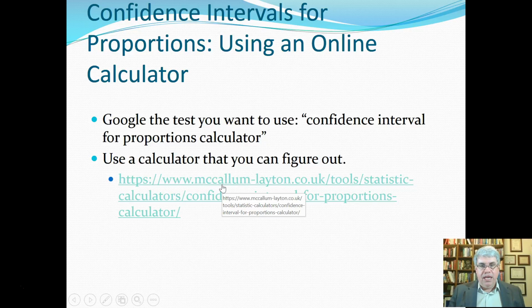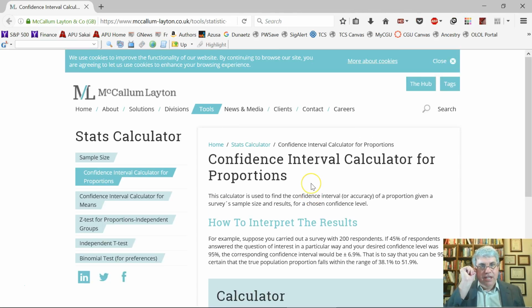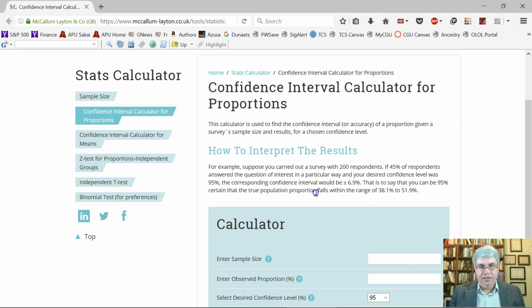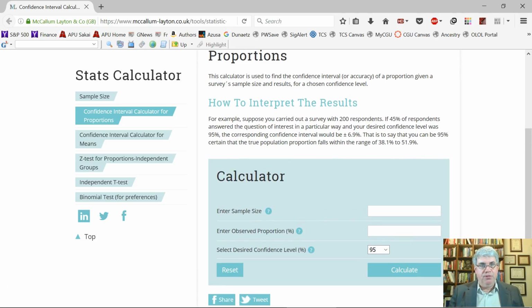So let's use the example of, let's say there's an election coming up, and the candidate that's leading, they say that 52% of the people are going to vote for that candidate. So that 52% is based on a survey. We need to know what size the sample is, so we can know how certain it is.